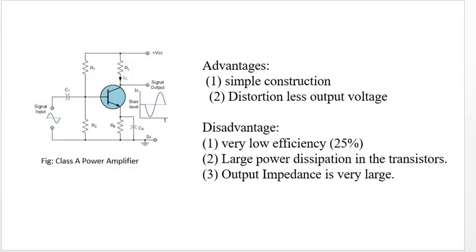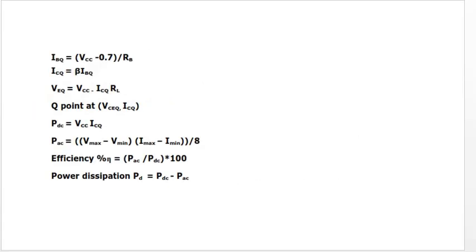The diagram represents the circuit of the Class A power amplifier. The graphic represents the input signal as well as the output signal. The common emitter amplifier is used in Class A configuration. The advantages of Class A amplifier are simple construction and distortionless output. The drawbacks are that efficiency is very low, there is large power dissipation in the transistor, and output impedance is very large.